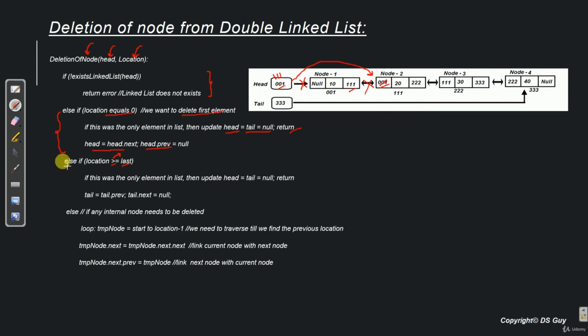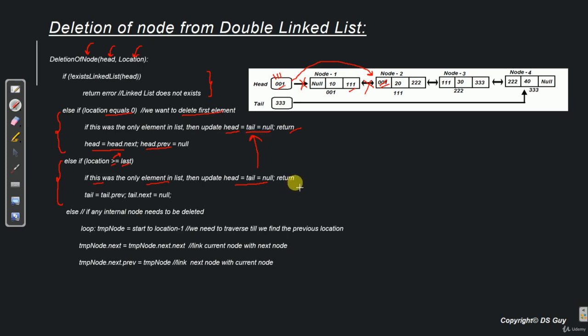Now in case you want to delete the last node, the control goes in this else if block. So what we are doing in this else if block is, first of all we are checking if the last node is the only node in the list. That is, if this was the only element in the list, then update head is equal to tail is equal to null, which is exactly the same as what we have done in the previous case.